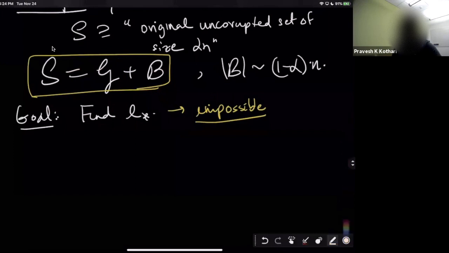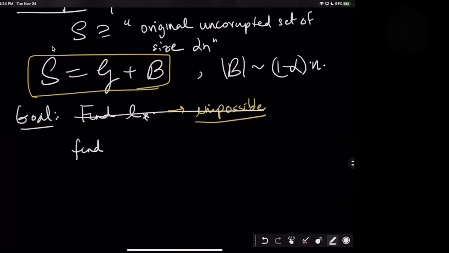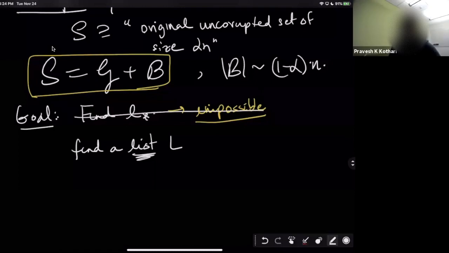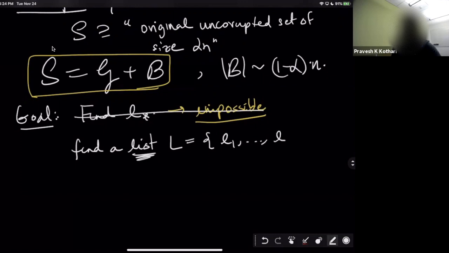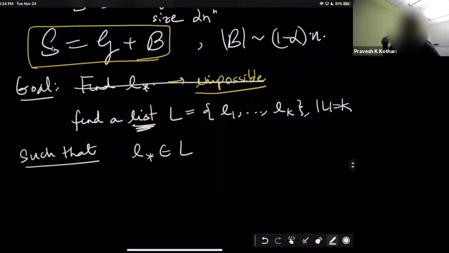So instead, we're going to relax our goal. That's not going to be possible. Instead, our goal would be to find a list L of candidate vectors. It's a list of size k, okay? And I want the guarantee that L star should be in L. Eventually I'll relax it to L star being close to some vector in L, but let's continue with this ideal goal for now.